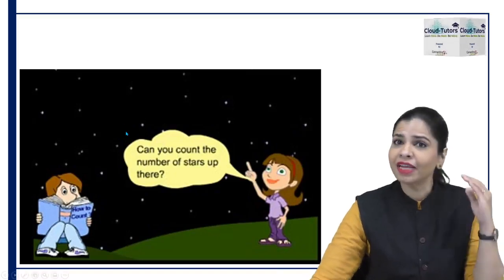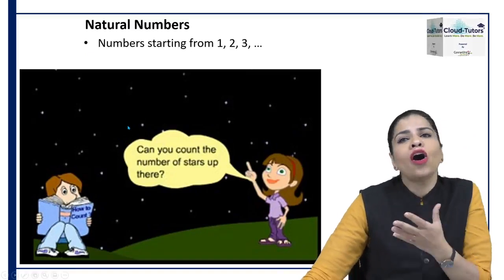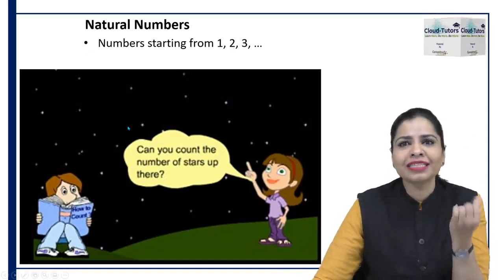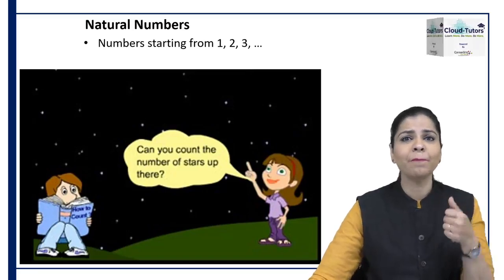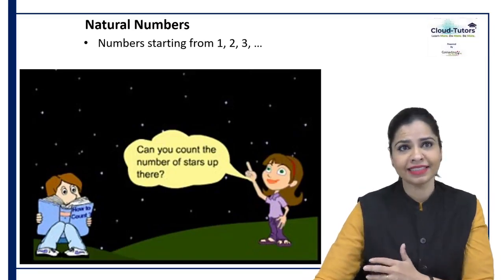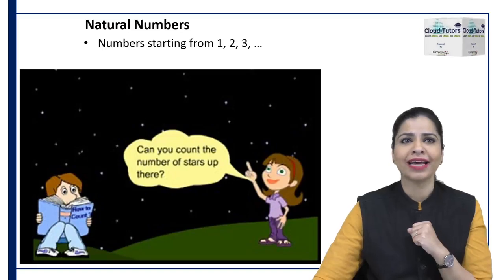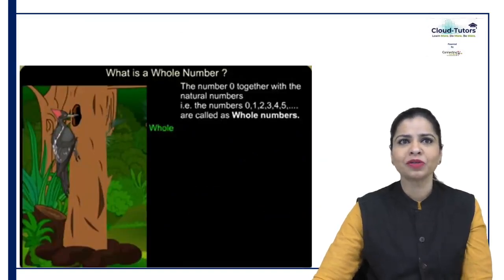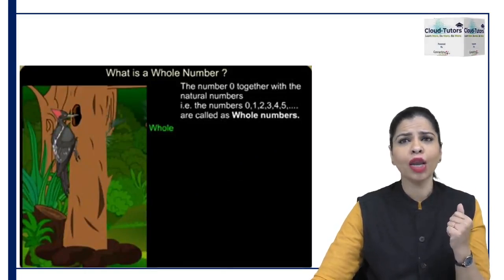Whenever you start counting with 1 and you go on, these numbers are called natural numbers. Natural numbers start from 1, 2, 3, 4, right? And it is endless. This family of numbers is called natural numbers. So what comes next? Next comes the whole number.